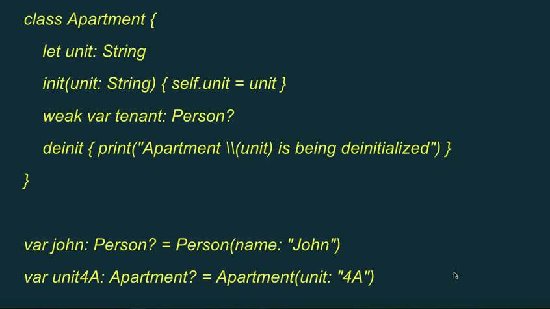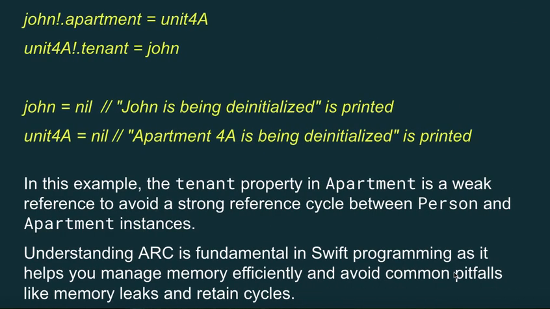var john: Person? = Person(name: "John"). var unit4A: Apartment? = Apartment(unit: "4A"). john!.apartment = unit4A!; unit4A!.tenant = john.